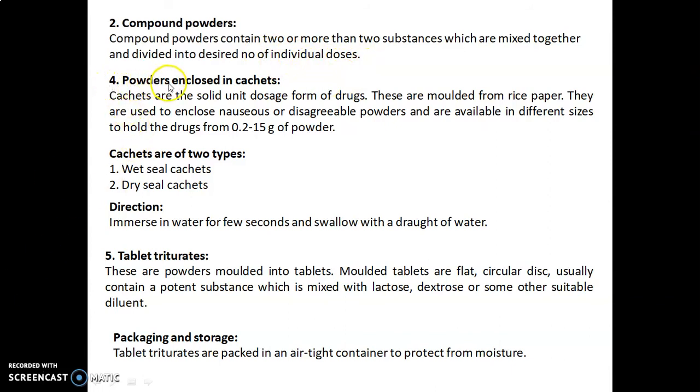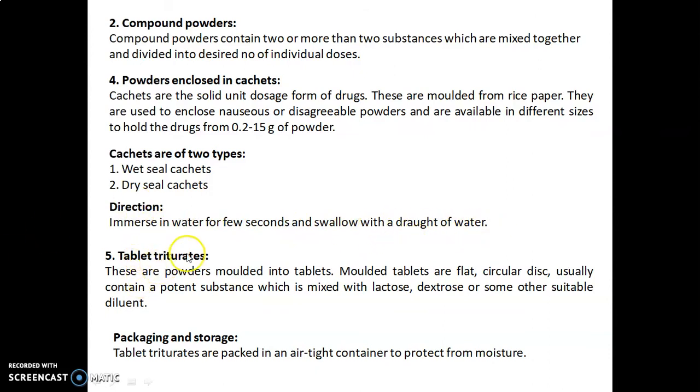Fourth one, that is powders enclosed in cachets. Cachets are solid unit dosage forms of drugs. These are molded from rice paper. They are used to mask nauseous or disagreeable powders and are available in different sizes to hold from 0.2 to 15 gram of powder. Cachets are of two types, that is wet seal cachets and dry seal cachets. Direction for this is to immerse in water for a few seconds and swallow with a draught of water.